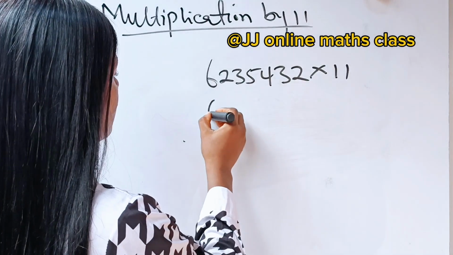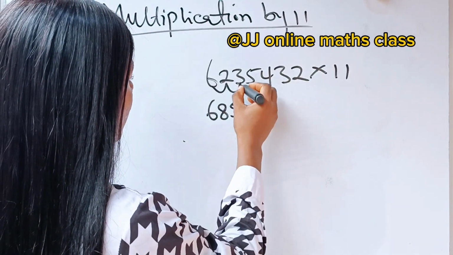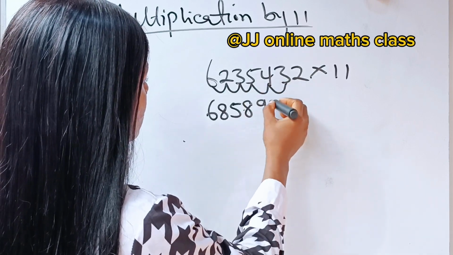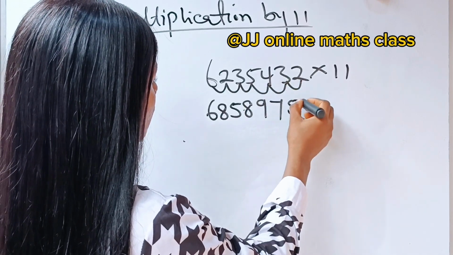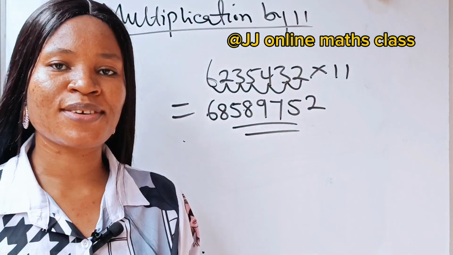So it's going to be 6. 6 plus 2 is 8. 2 plus 3 is 5. 3 plus 5 is 8. 5 plus 4 is 9. 4 plus 3 is 7. 3 plus 2 is 5. And the last figure is what? 2. And this is your solution.